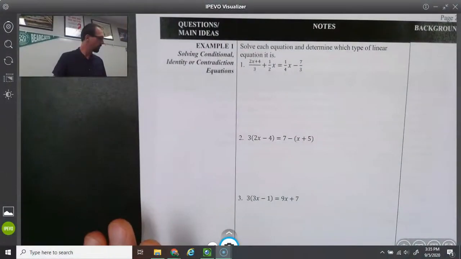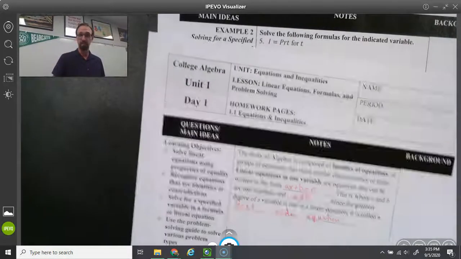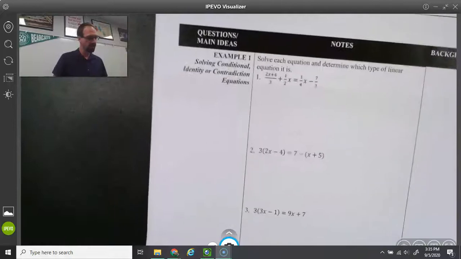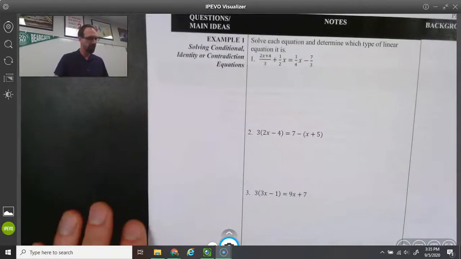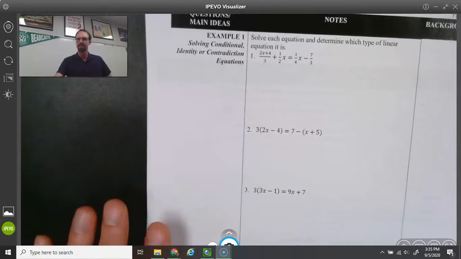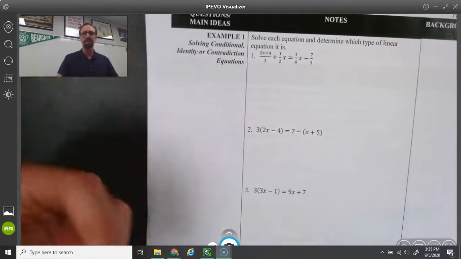This one is over equations and inequalities. And specifically we're going to be focusing on the linear equations, formulas, and problem solving. Example 1 is solving and determining if it's a conditional, identity, or contradiction equation. This first one looks like it gets in pretty deep. It doesn't. There's actually something that we can do to this to make this a lot easier.